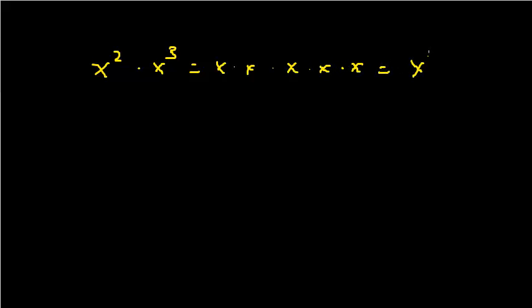This gives us x to the fifth. What we see here is when we're multiplying things with the same base, we can add their powers to get our new power. So if we had x to the negative third times x squared, here we get x to the negative first, which is the same as 1 over x. And that then is my final answer.